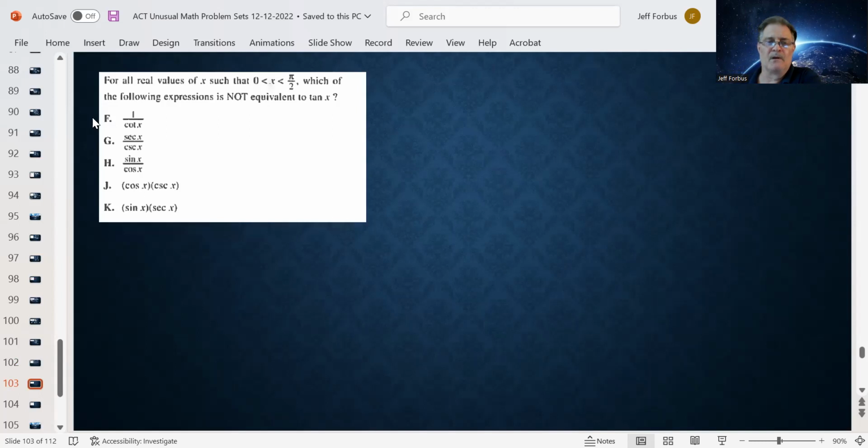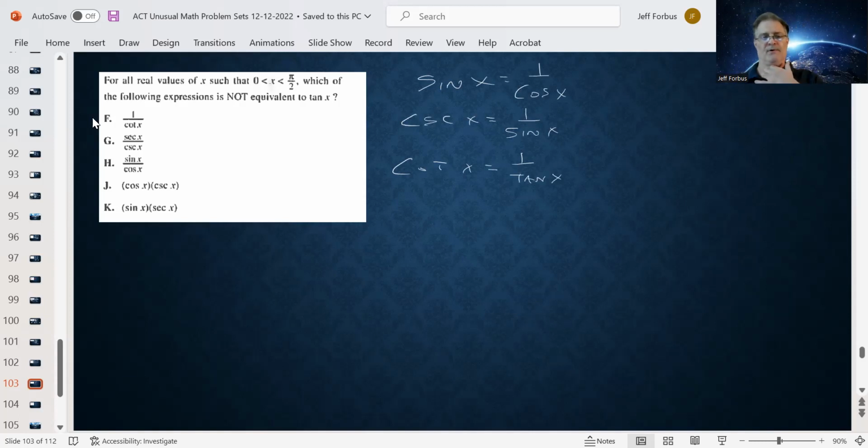So the cosecant of x is equal to 1 over the sine of x. And then the cotangent is equal to 1 over tangent of x. Okay. Those 3 are important. I'm going to write 3 more down here that are important.